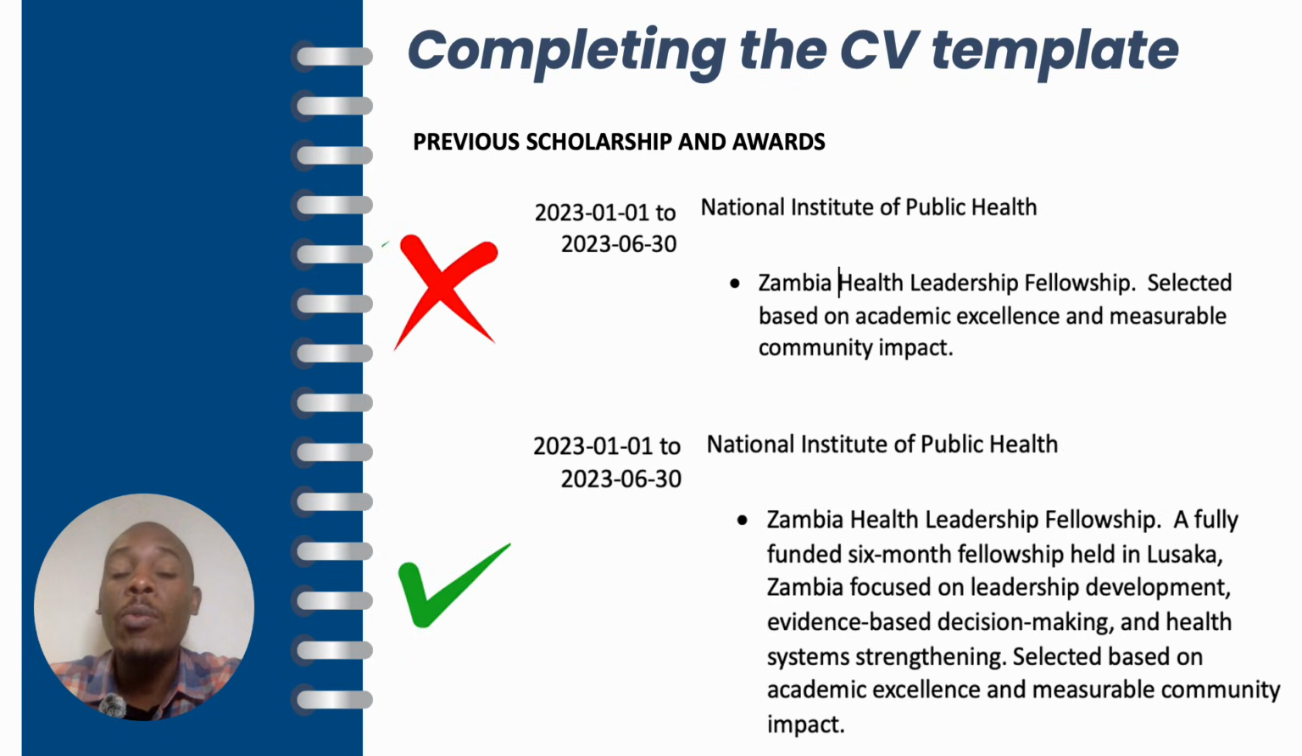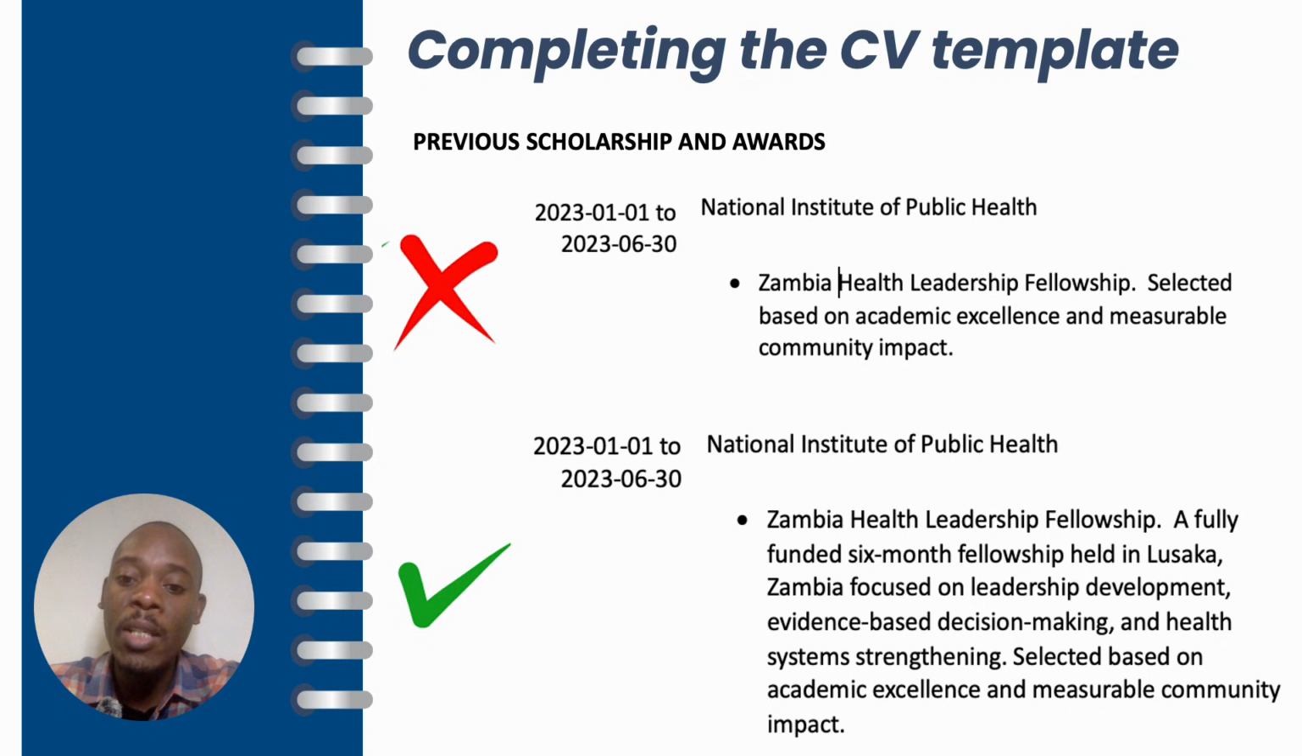Okay, when it comes to previous scholarships and awards, if you do not have any previous scholarship or any award, this section can be deleted. Otherwise, if you have it, ensure that it's again comprehensive. You write the name of the institution of the award and exactly what award you got. So in this case, this was the Health Leadership Fellowship for 6 months, and it was held in Lusaka, and this was selected merit-based.